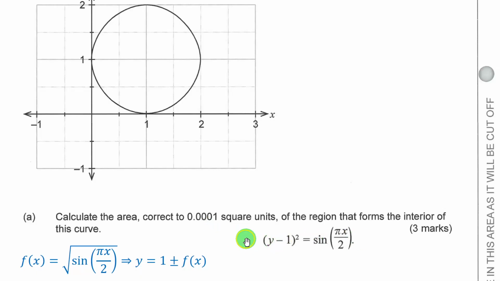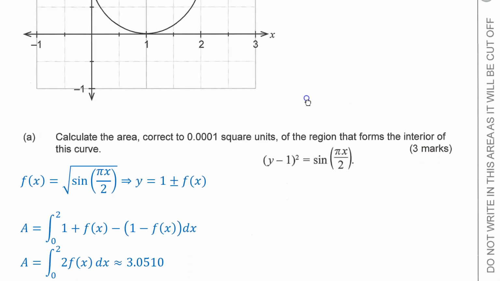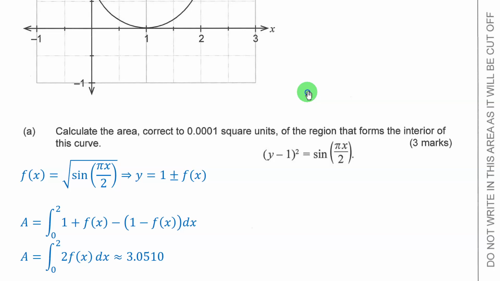I've given myself a copy of the relationship for the curve down here. Before we pile into the calculator, it's only 3 marks, so we've got to get a shuffle on. I've said let f of x. If we square root both sides, then we've got y minus 1 is the square root of sine of pi x on 2. So that means y is going to be 1 plus or minus f of x, if we call this bit f of x.